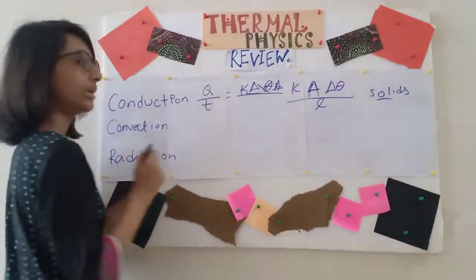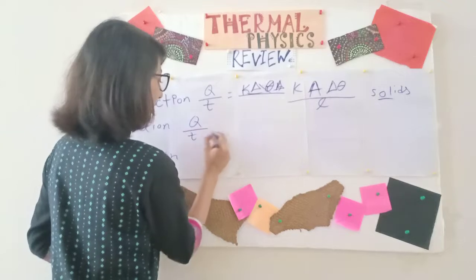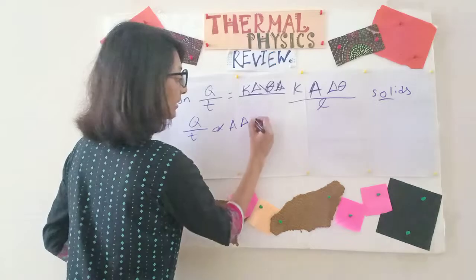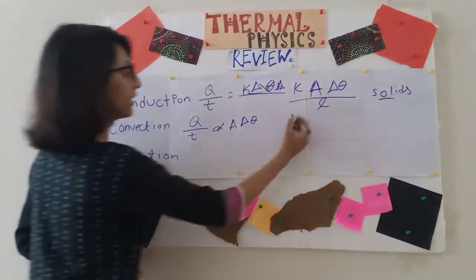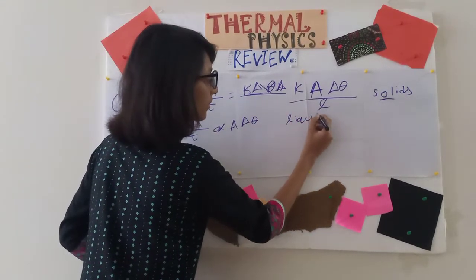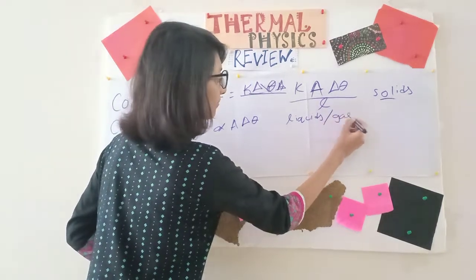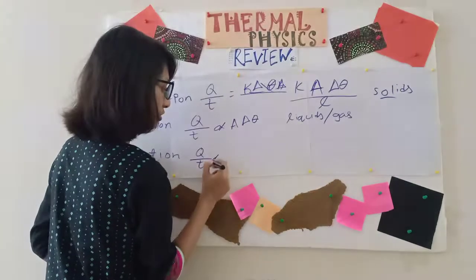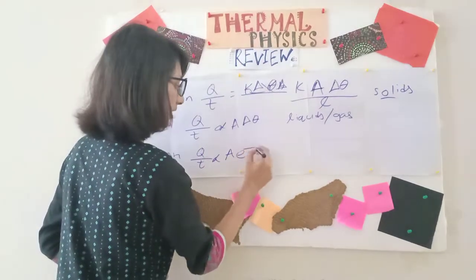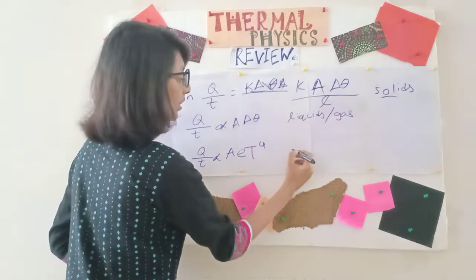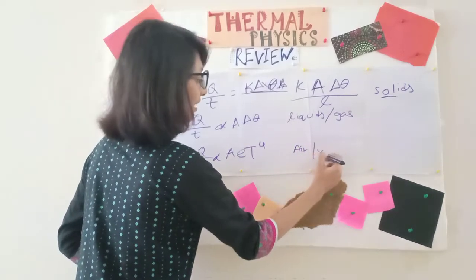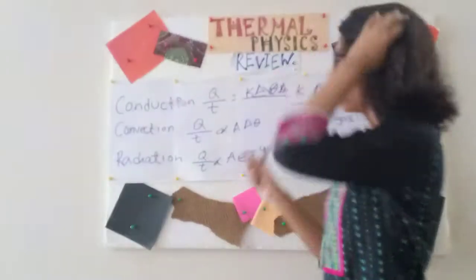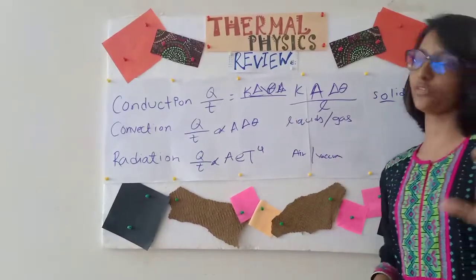Now convection: the rate of heat transfer Q by T is proportional to A del theta, and it can occur in liquids or gas. And radiation: Q by T is proportional to A E T to the power 4, and it can occur in air or vacuum, anywhere. We discussed in detail each of these processes through session 5.